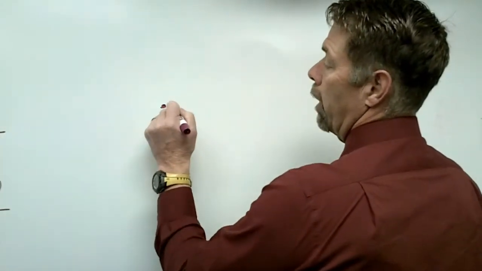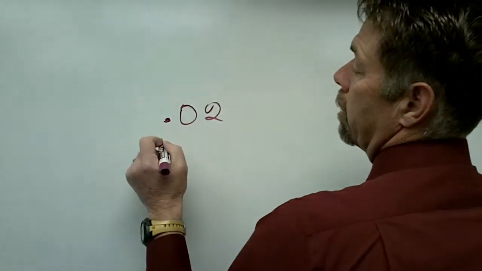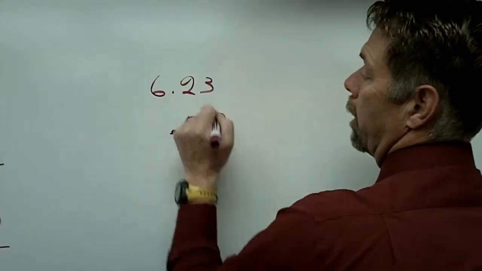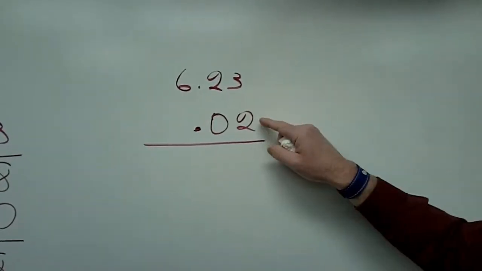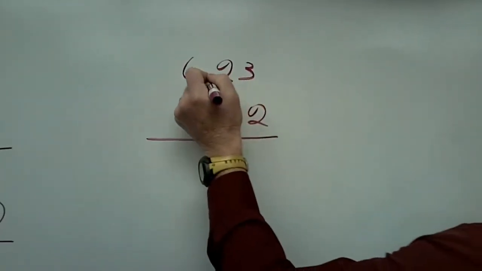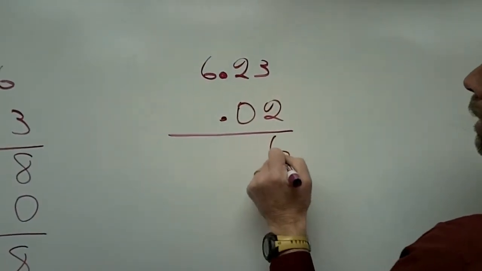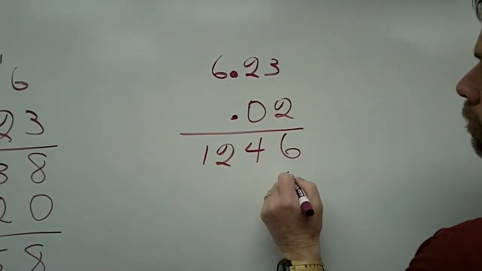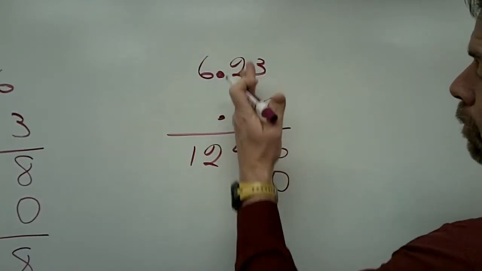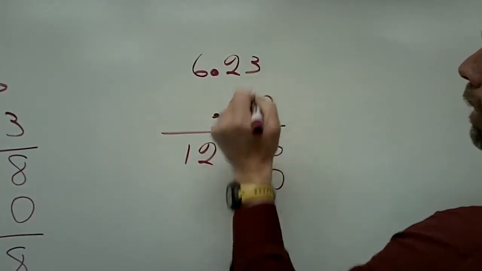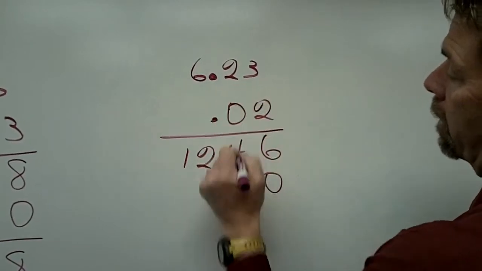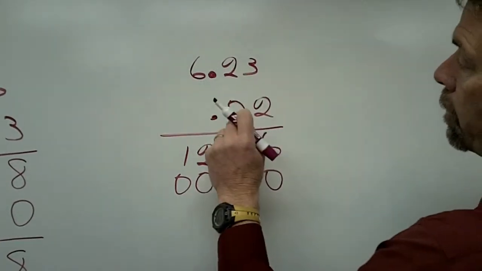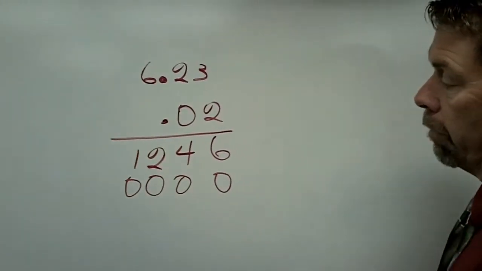Okay, 0.02 times 6.23. Okay. Again, we do our multiplication. 2 times 3 is 6. 2 times 2 is 4. 2 times 6 is 12. Put our placeholder here, a 0, because we're working this column. And it's 0 times 3. Obviously, these are all going to be zeros. We have 0, 0, 0, because 0 times 3 is 0, 0 times 2 is 0, and 0 times 6 is 0. Okay?